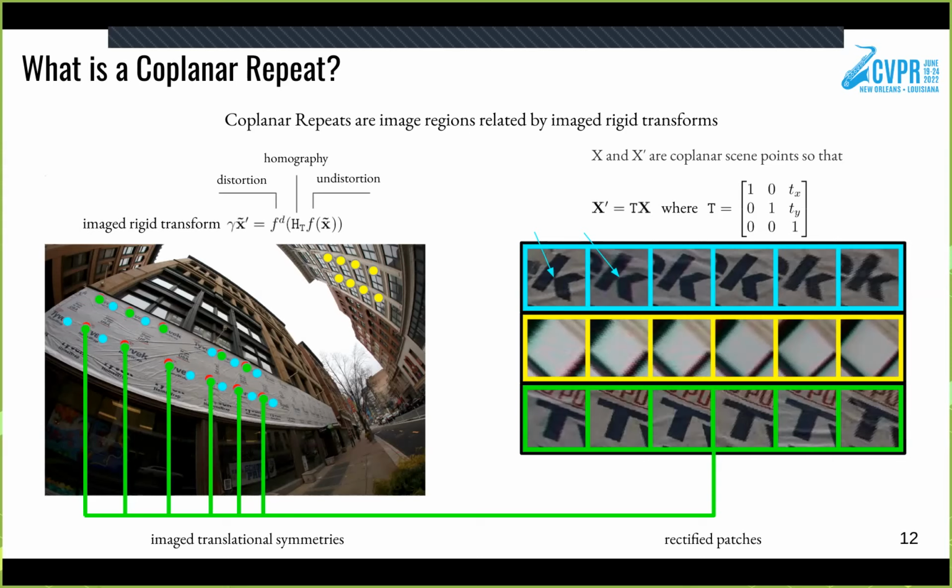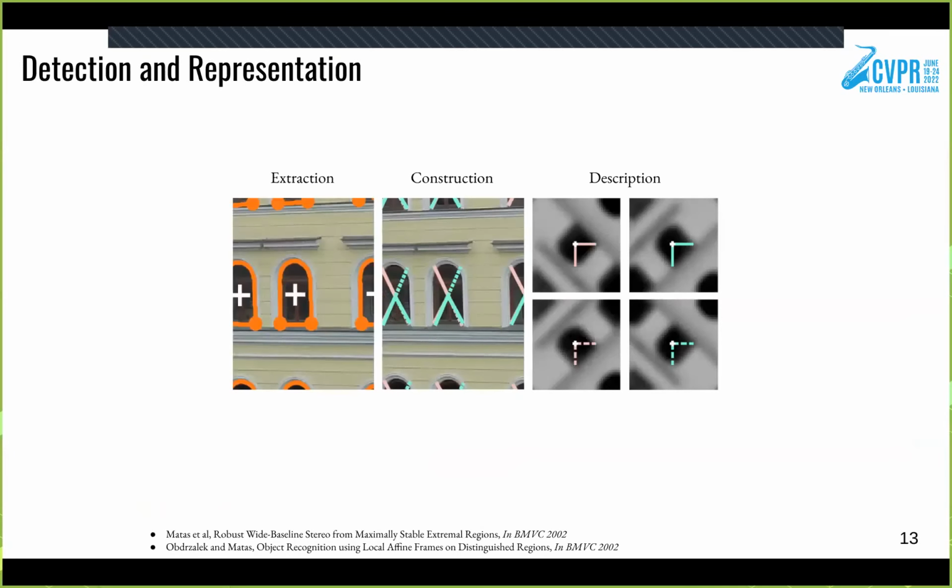In fact, we won't be doing that, and I'll explain why when we do the solver design, but this is how we define a coplanar repeat. And of course, we relax this definition to include noise, imaging noise, for computer vision applications. It's not so rigid, no pun intended. So what do we do?